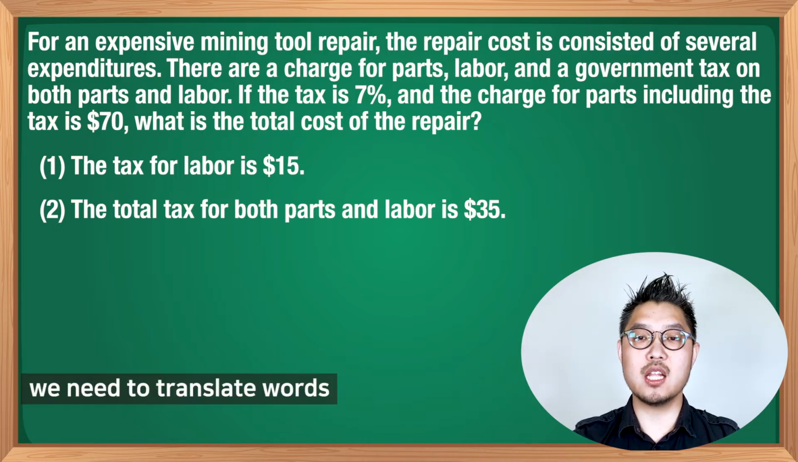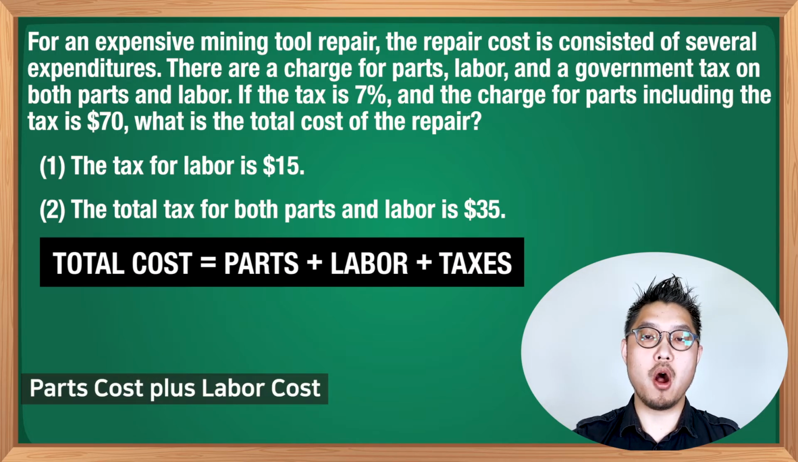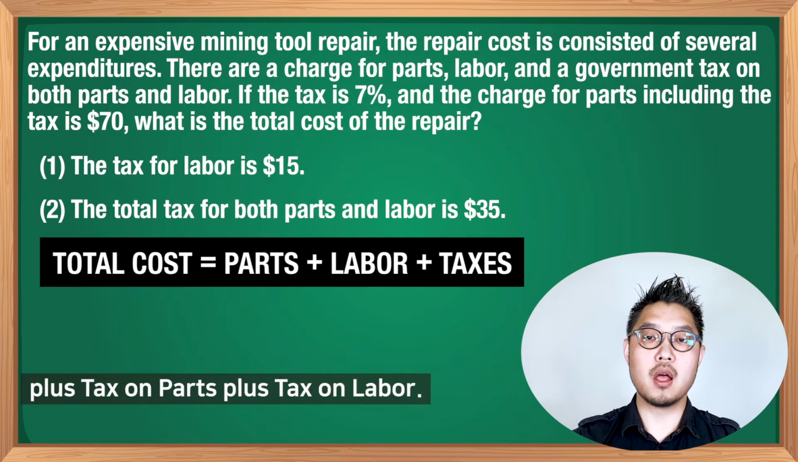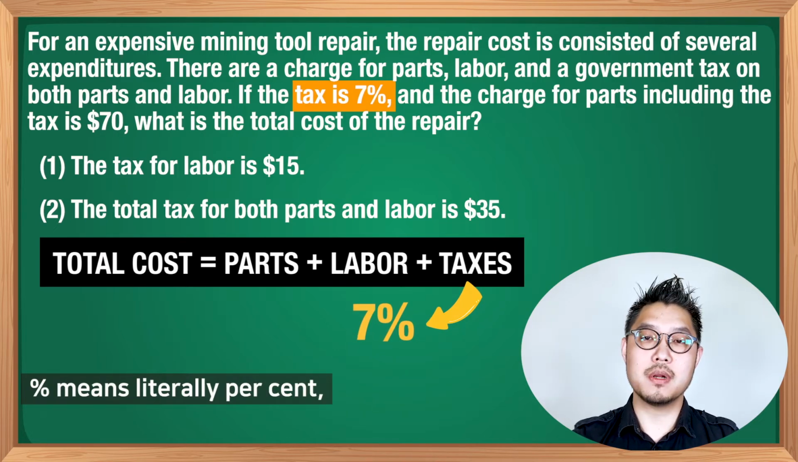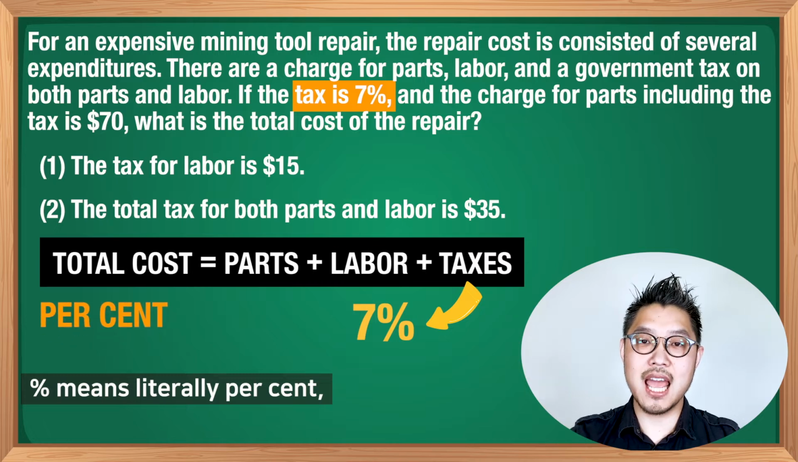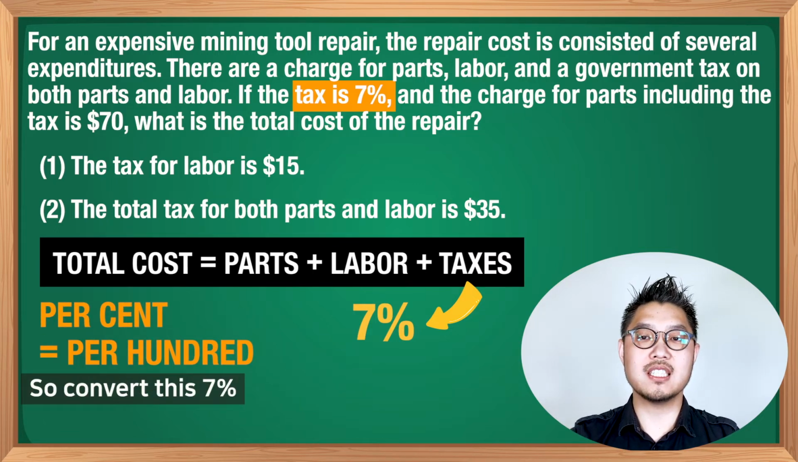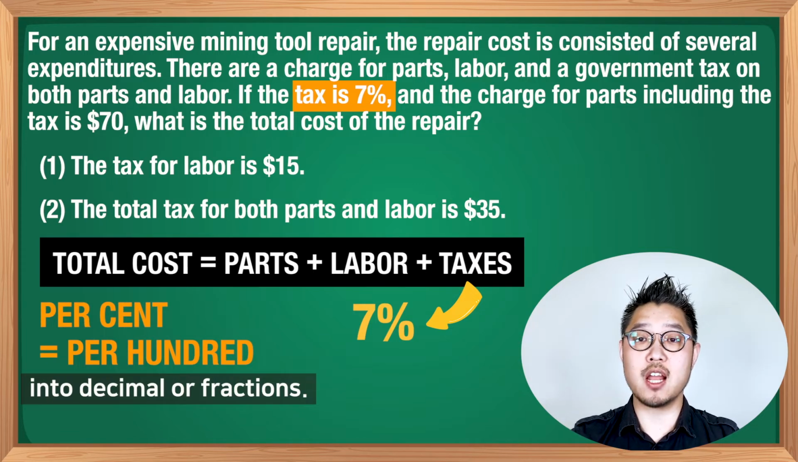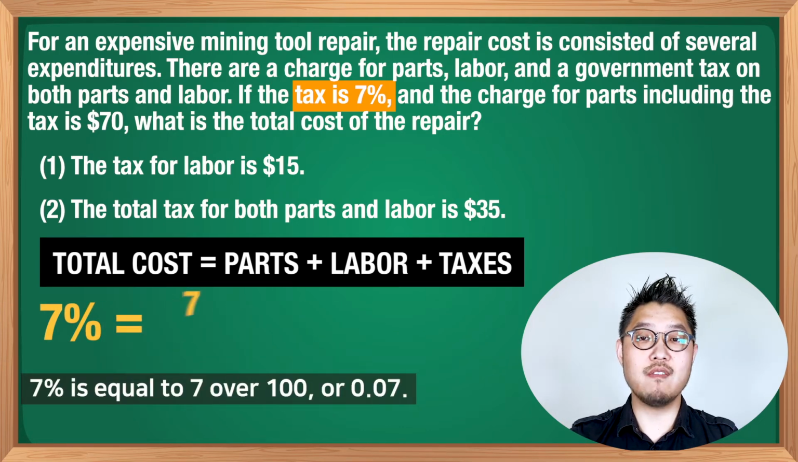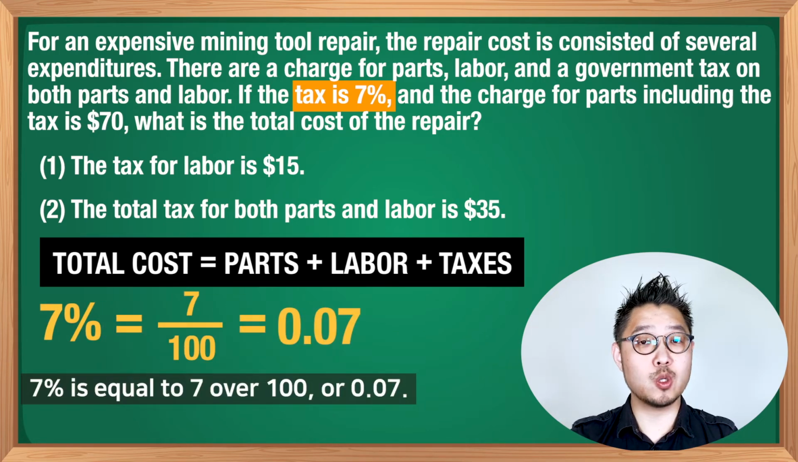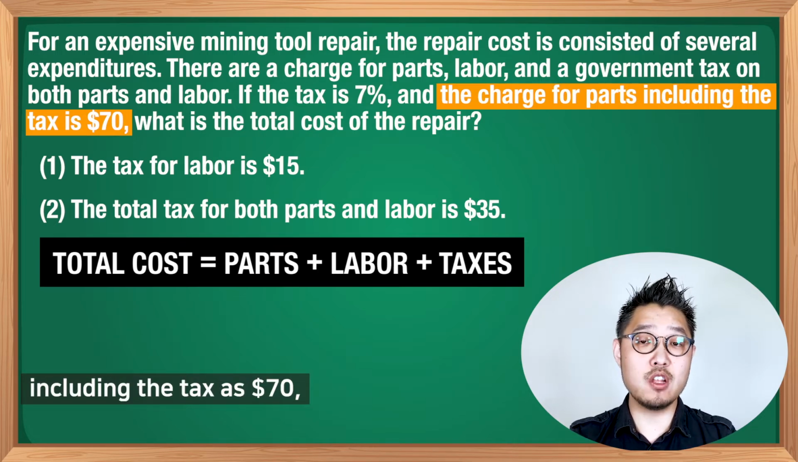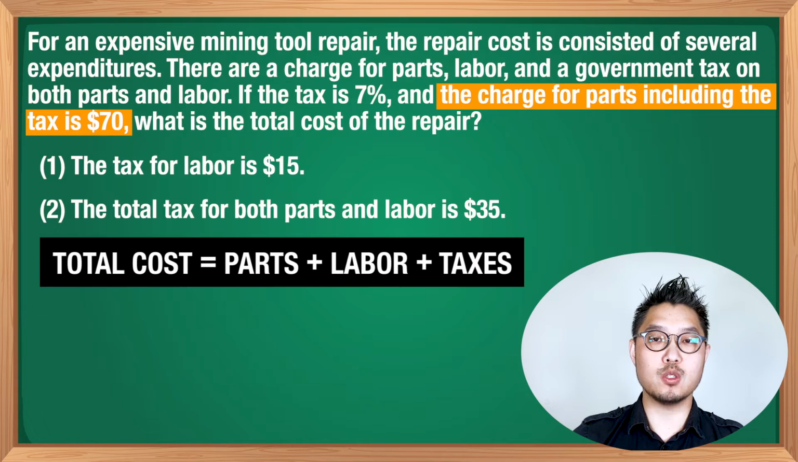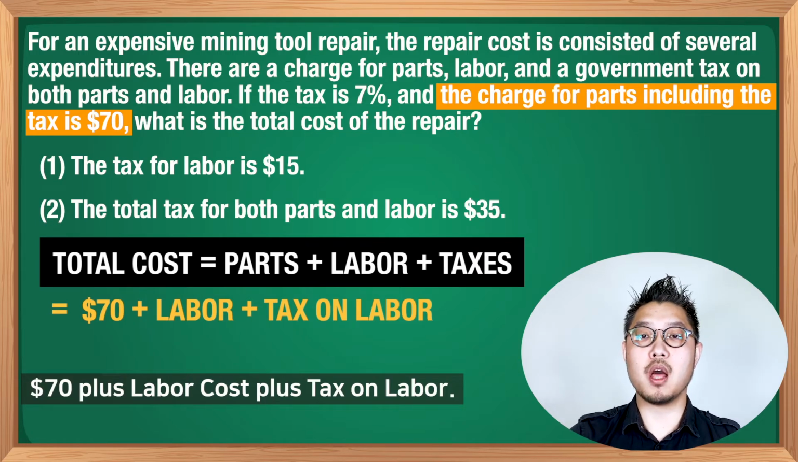Again, we need to translate words into equations step by step. The total repair cost equals parts cost plus labor cost plus tax on parts plus tax on labor. And we have a tax of 7%. Percent means literally per hundred. So convert this 7% into decimals or fractions. 7% is equal to 7 over 100 or 0.07. Since we are already given the parts cost including the tax as $70, the total repair cost is equal to $70 plus labor cost plus tax on labor.